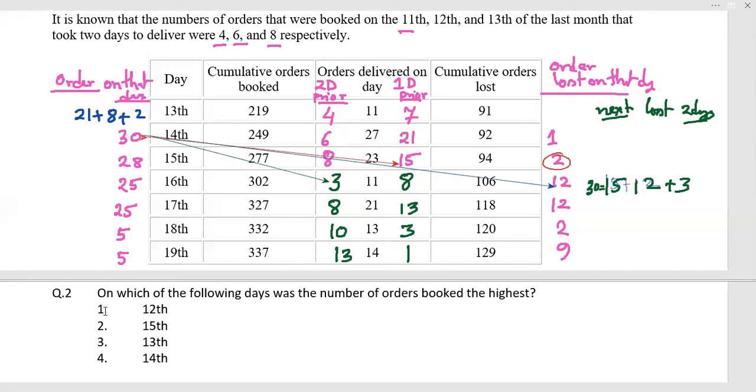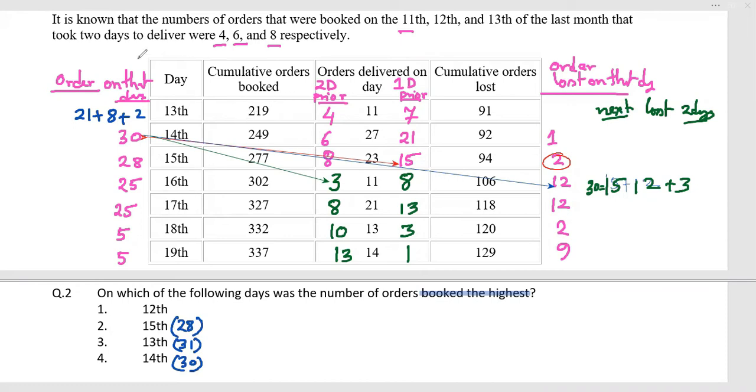Now second question, on which of the following days was the number of orders booked highest? Number of orders booked highest. So these are the dates. We can see 13th, number of orders booked was 31. 14th, it is 30. 15th, it is 28. Out of that 31 is highest, but 12th we need to find.